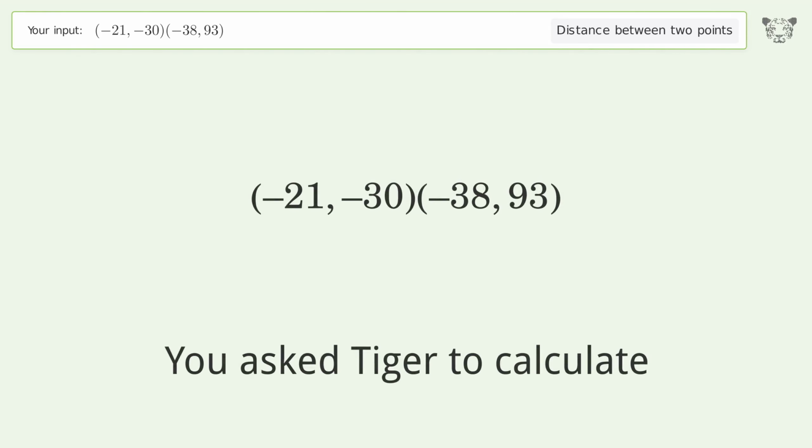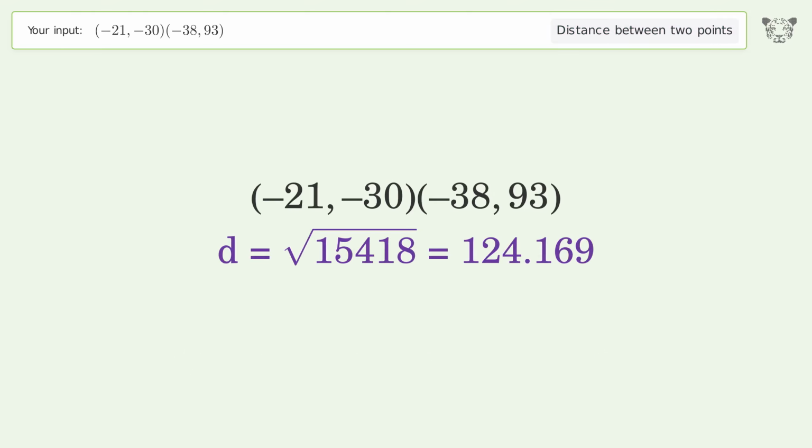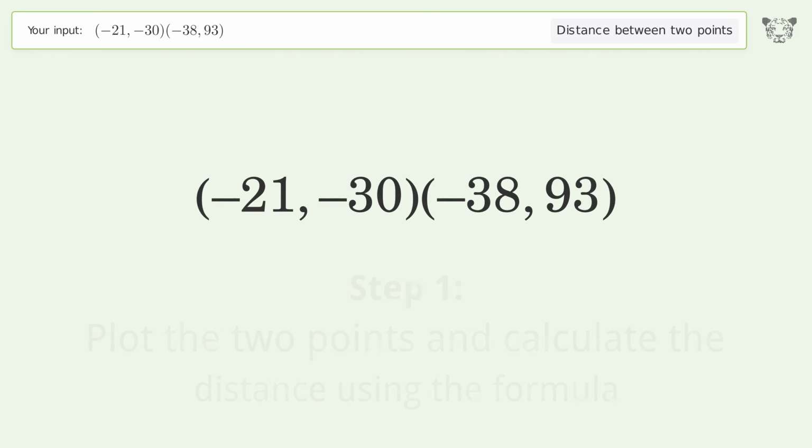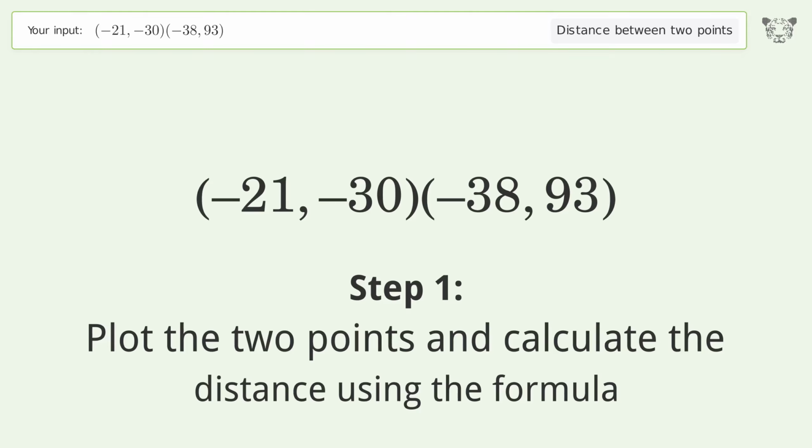You ask Tiger to calculate. This deals with the distance between 2 points. The distance between the 2 points is the square root of 15,418, or 124.169. Let's solve it step by step. Plot the 2 points and calculate the distance using the formula.